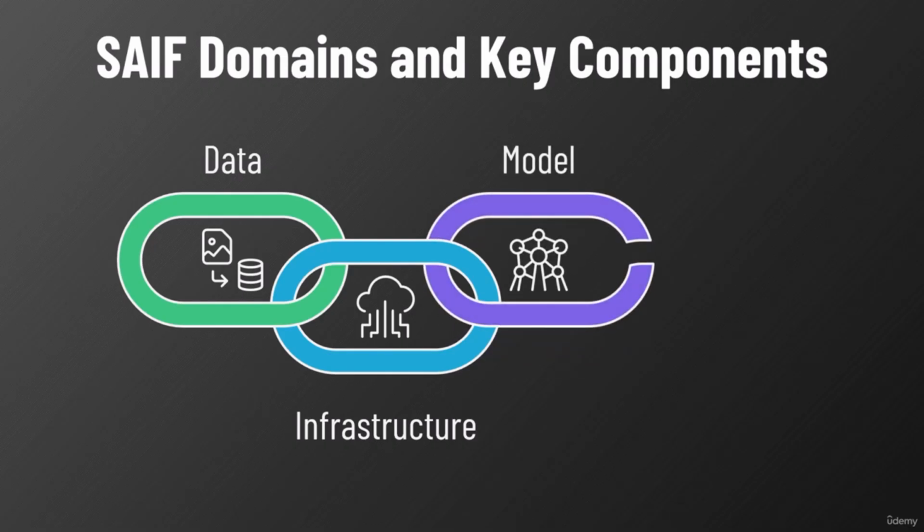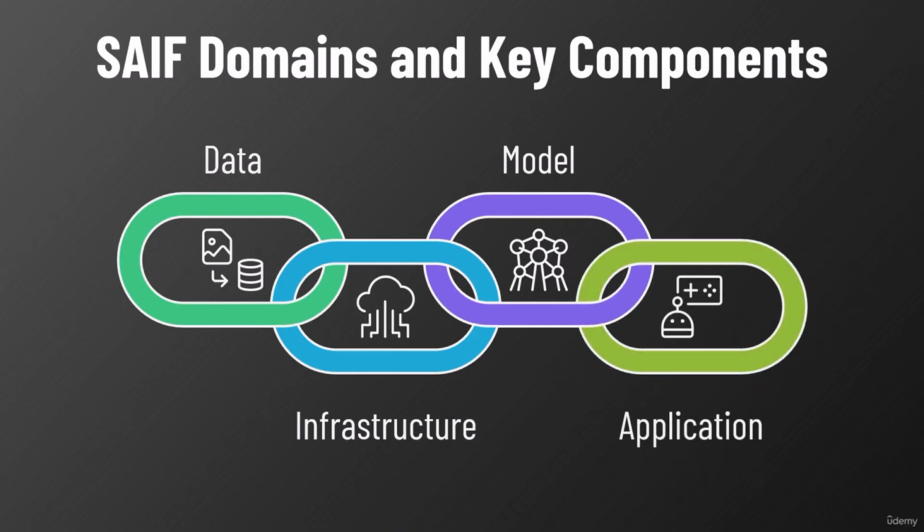Model. At the core of any AI system is the model itself. This domain focuses on the model's architecture, how it handles input, and how it produces output. Application. This domain includes the external layer that interacts with the AI system. It covers the software applications that use the model, as well as any additional tools, agents, or plugins that integrate with or extend the system's capabilities.